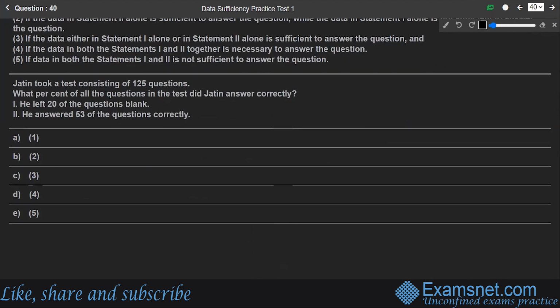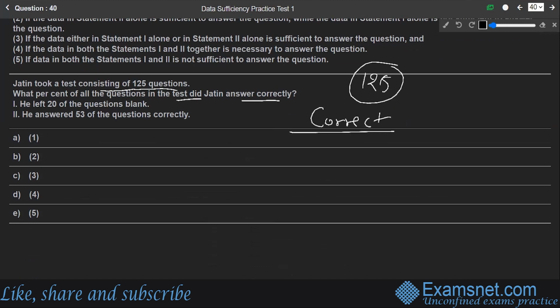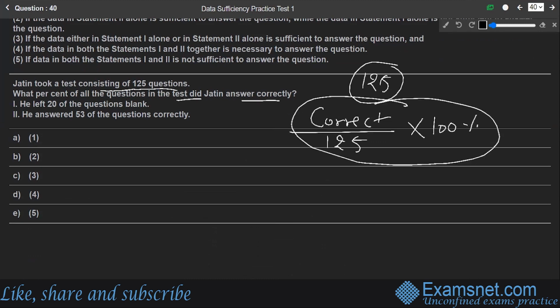Now, the question is, Jatin took a test consisting of 125 questions. What percent of all the questions in the test did Jatin answer correctly? So there are 125 questions, and we are supposed to find the percentage of correctly answered questions along with the total. We calculate the number of correct questions over 125, and this percentage is asked. So this is how we calculate the percentage: correct ones over the total, that is 125, into 100%.